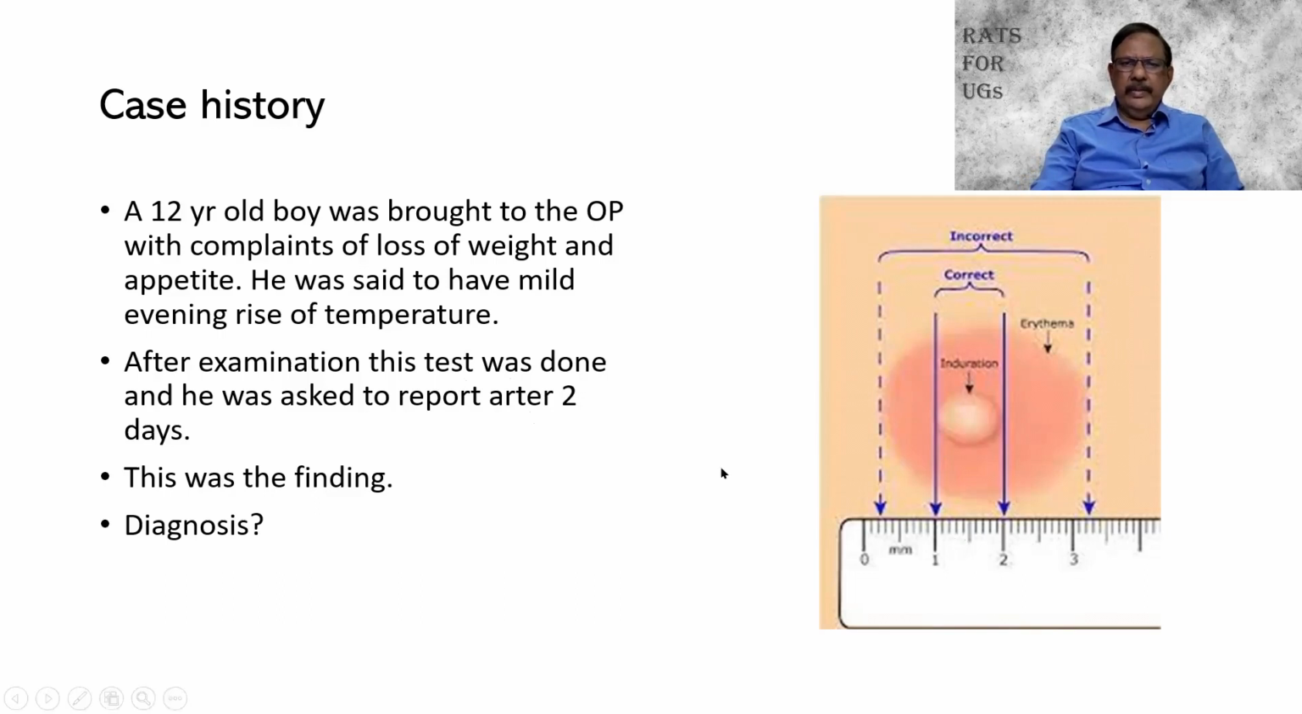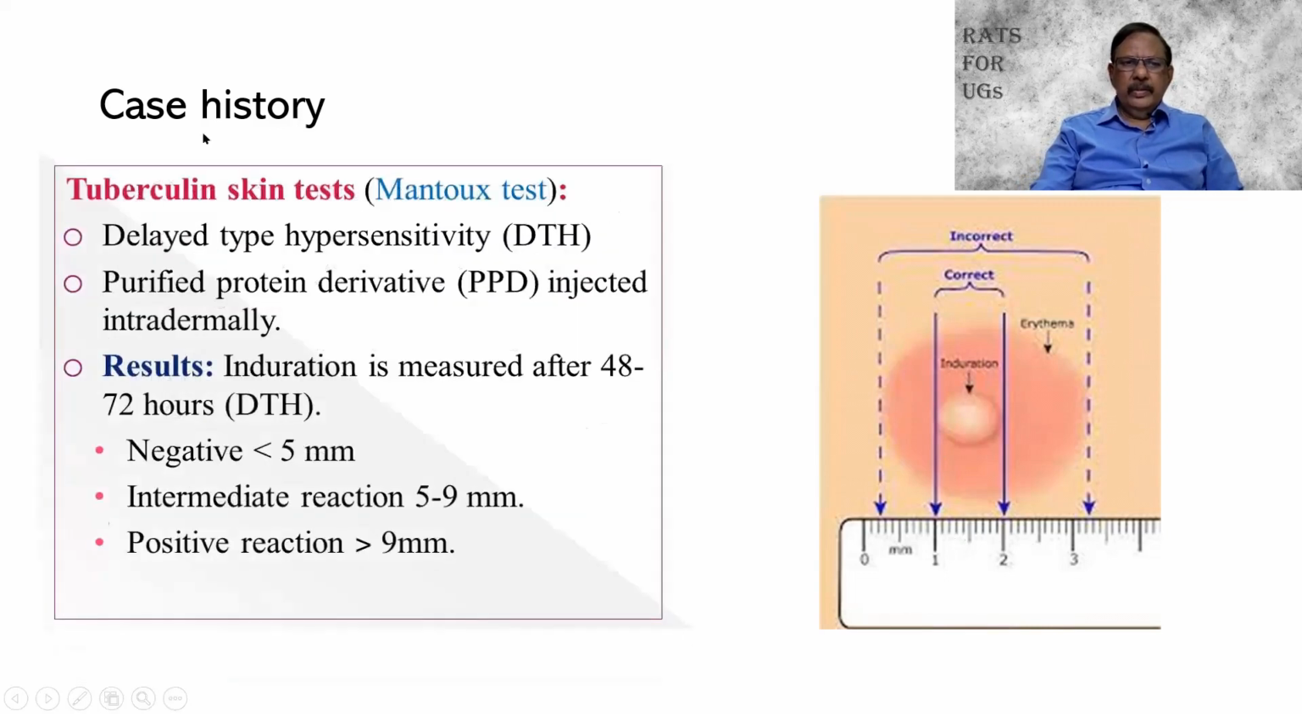I shall be explaining this picture, and the diagnosis is: the test that has been done is a tuberculin skin test or a Mantoux test. It is for a delayed type of hypersensitivity found in certain disorders, particularly tuberculosis. It is the injection of a purified protein derivative intradermally after a period of 48 to 72 hours. That is why the patient was asked to come after 72 hours.